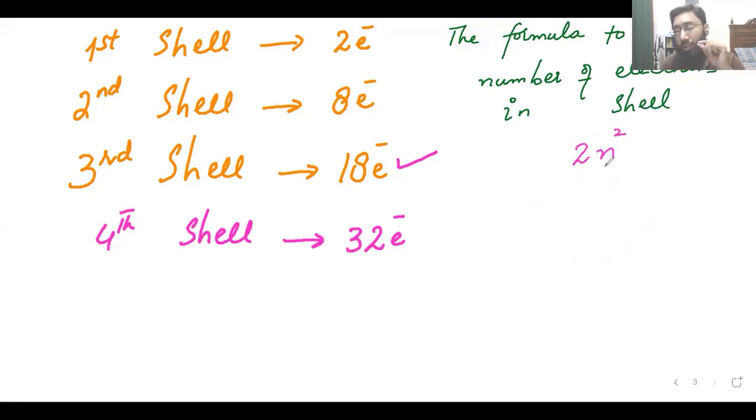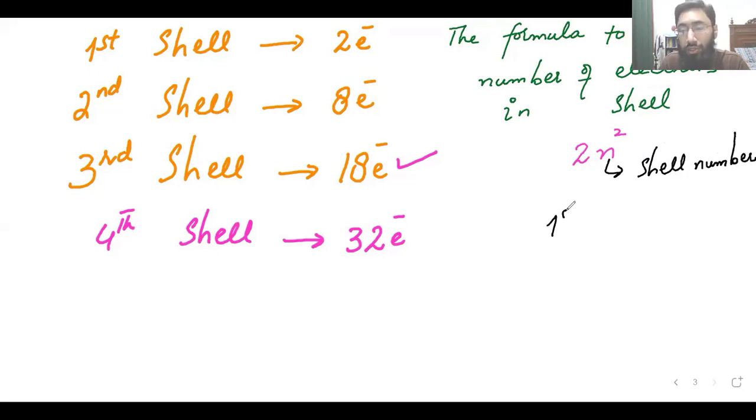2n^2. By using this formula, we can calculate the number of electrons in any shell. What is n? n represents the shell number.